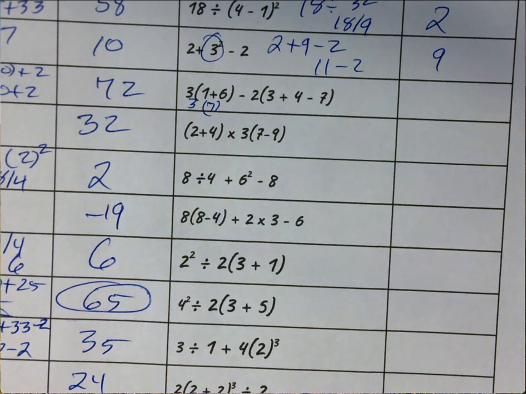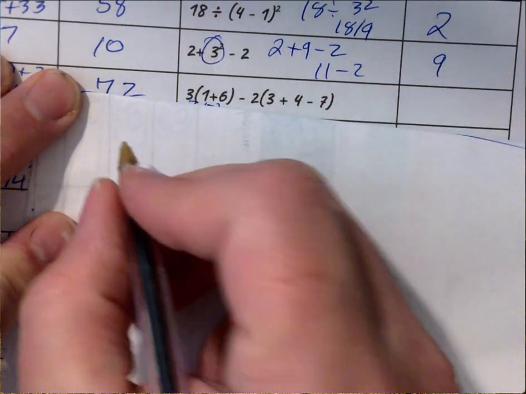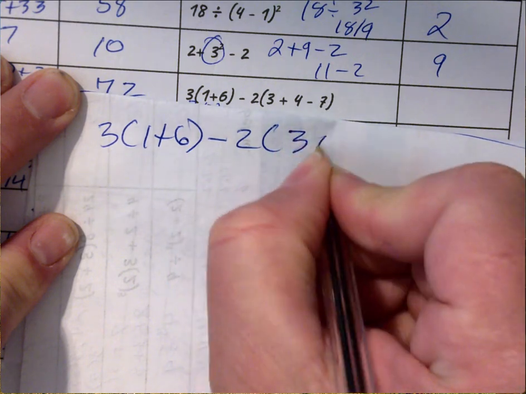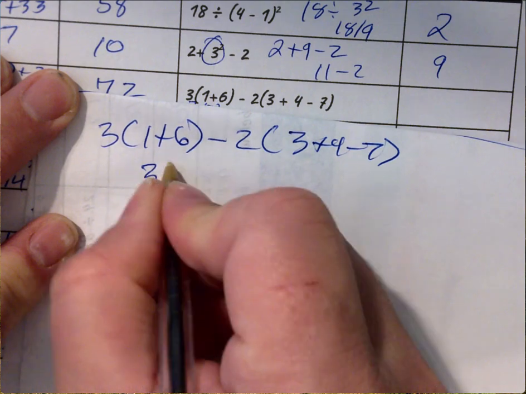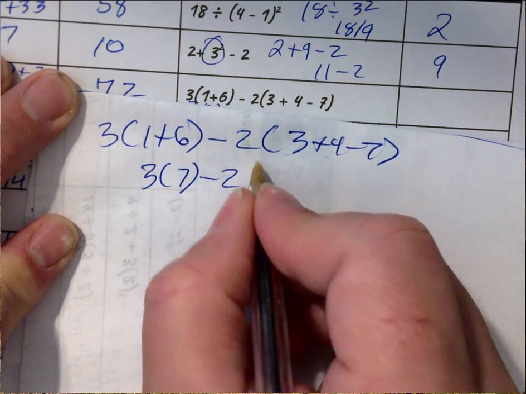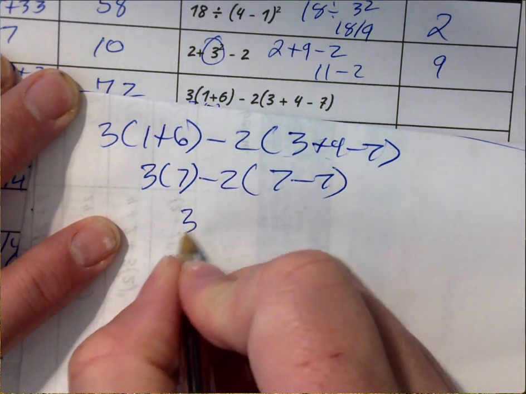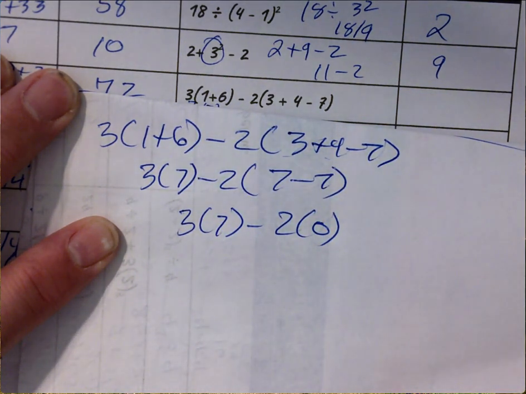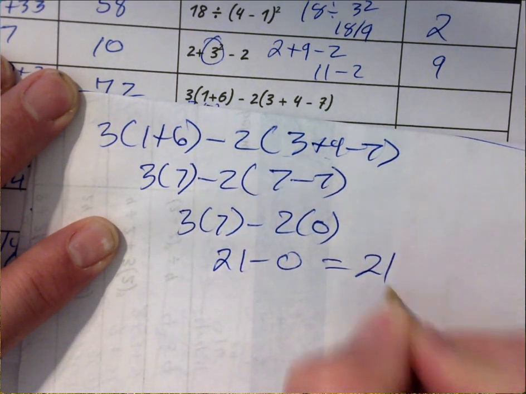There's a lot going on here, so I'm going to just rewrite this problem and take it from the top. So you got 3 times 1 plus 6 minus 2 times 3 plus 4 minus 7. 1 plus 6 is 7, so you got 3 times 7 minus 2. Well, 3 plus 4 is 7. 7 minus 7 is nothing. So we got 3 times 7 minus 2 times 0, so we're not skipping any steps here. Then 3 times 7 is 21. 21 minus 0 is 21.